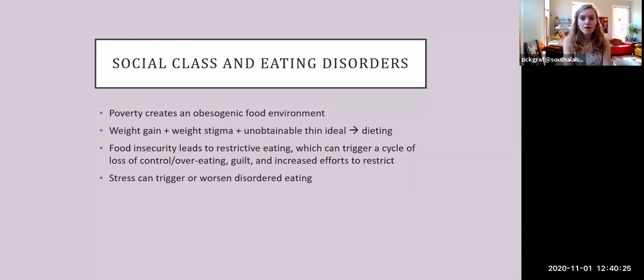Poor people in the United States are more likely to be overweight or to gain weight simply because of the lifestyle that they have in the places where they live, in addition to their access to healthy food. Weight gain, weight stigma, trying to achieve this unobtainable thin ideal, all of this leads to increased efforts at dieting, which, as we know, can put people in this binge, purge, restrict cycle and contribute to disordered eating.